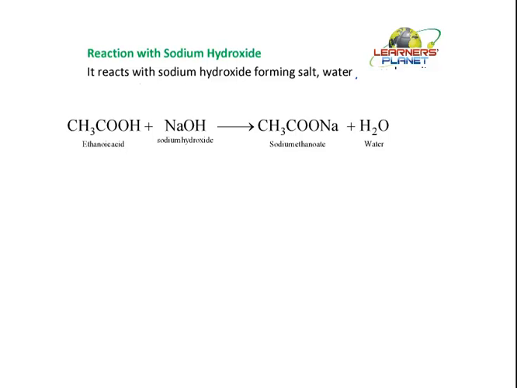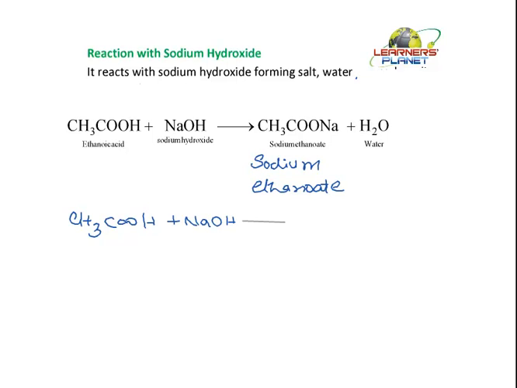I'll write it clearly. I think it's not visible. It is sodium ethanoate. Okay. How is the sodium ethanoate formed? Again, your CH3COOH plus NaOH, and it is forming what? It is forming sodium ethanoate.